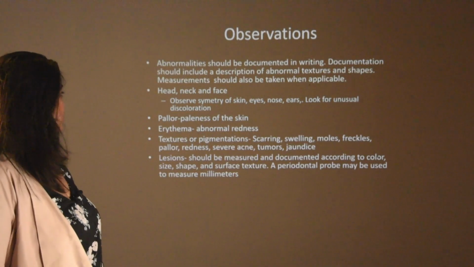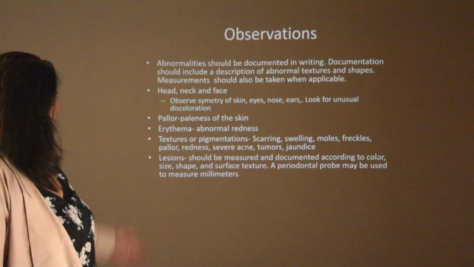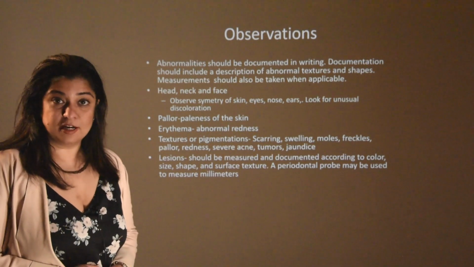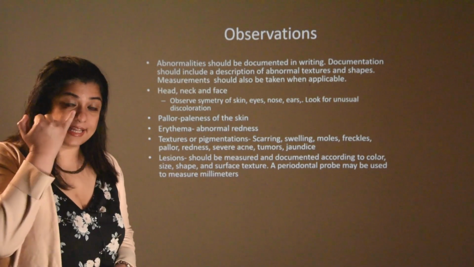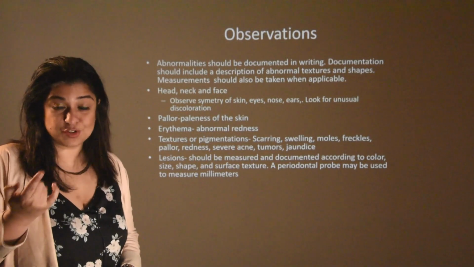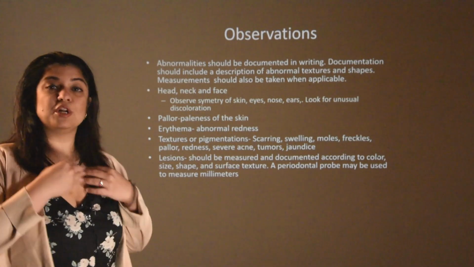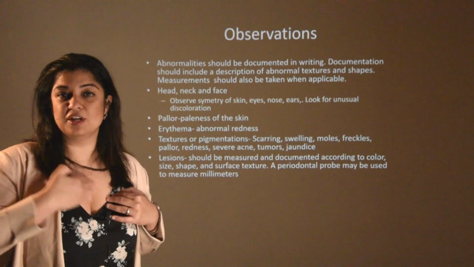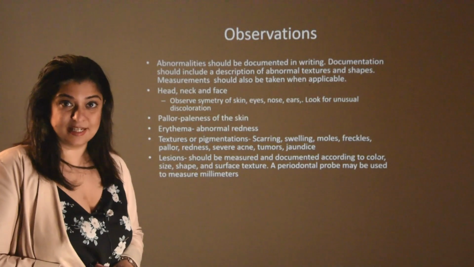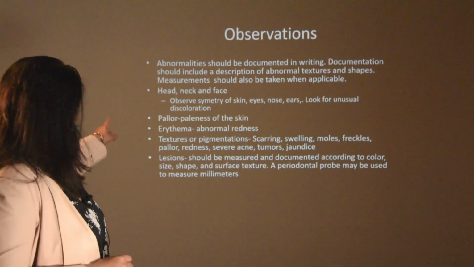Head, neck, and face. Observe the symmetry of the skin, the eyes, the nose, the ears. Look for any unusual discoloration. Discoloration is also an important part of COVID. A lot of COVID patients are finding that they're having redness of the eye and loss of sensation, the taste sensation, and smell. So this is a very important thing you want to check for. Also, a lot of them are coming in with red rash-like lesions on their body because they have small rupture of blood vessels. So that becomes a very important part to catch asymptomatic cases.